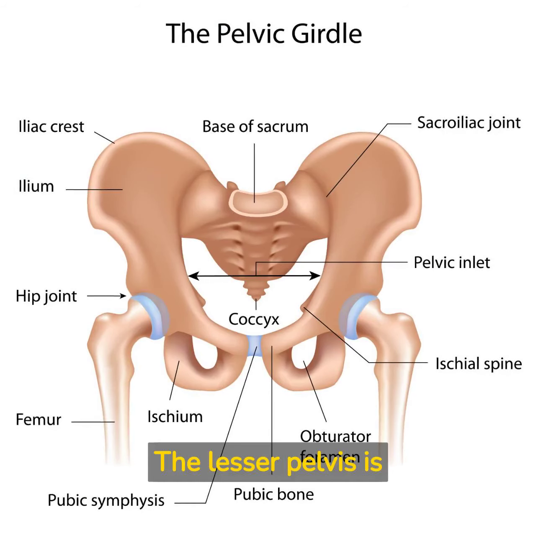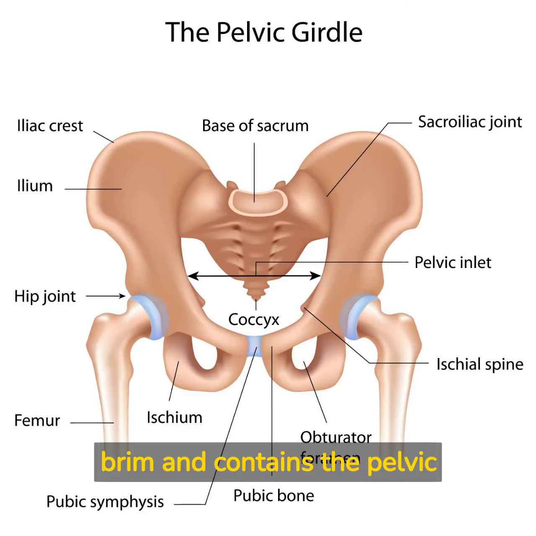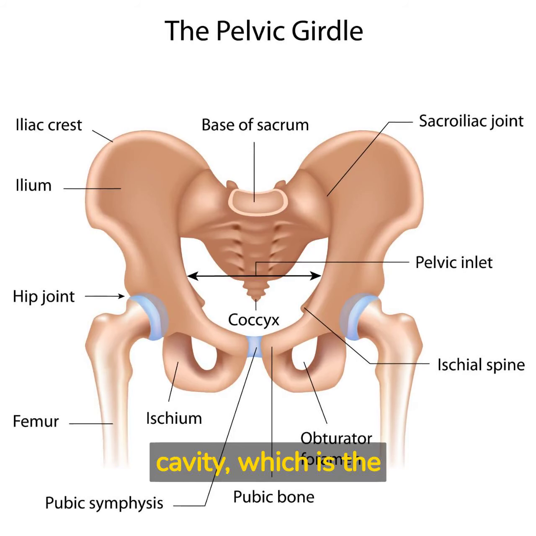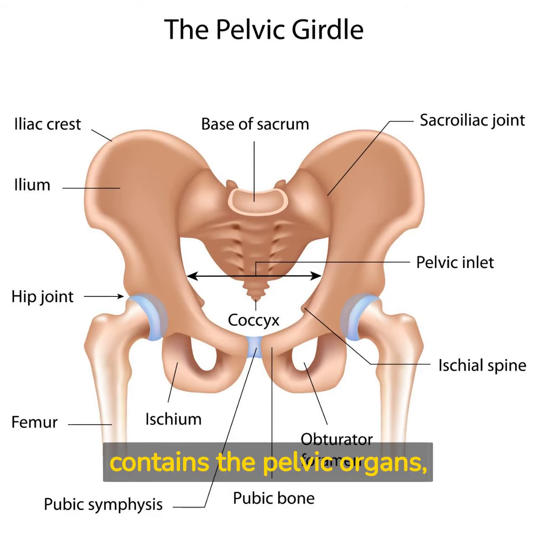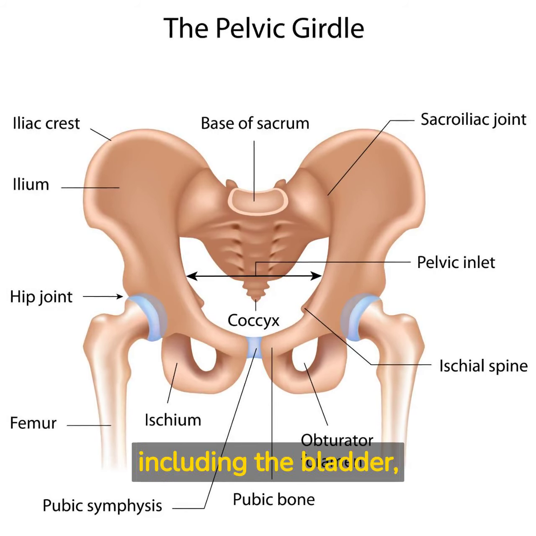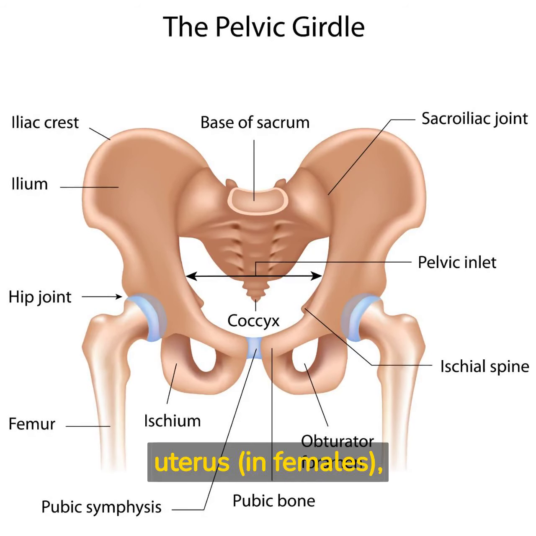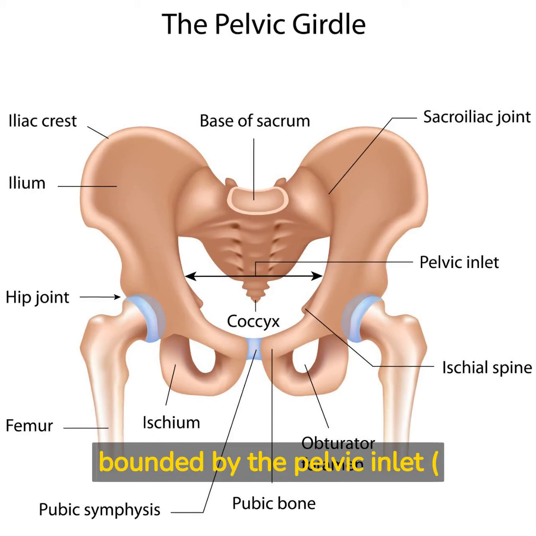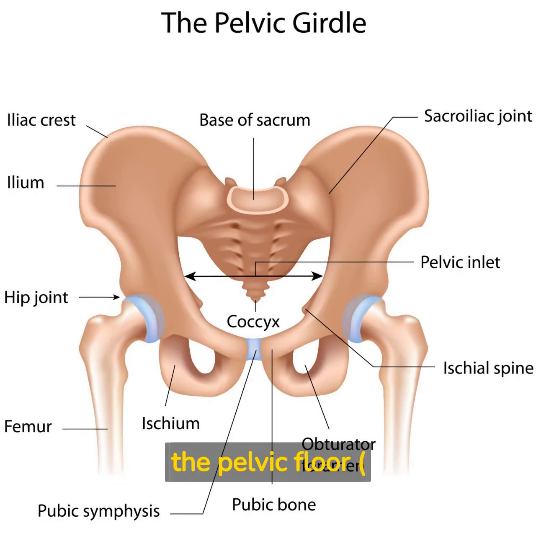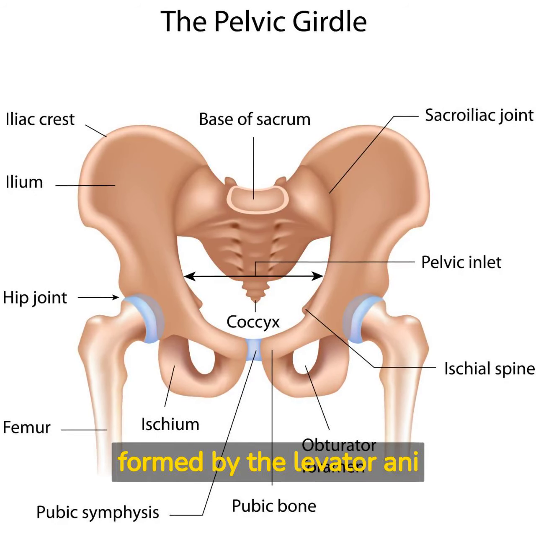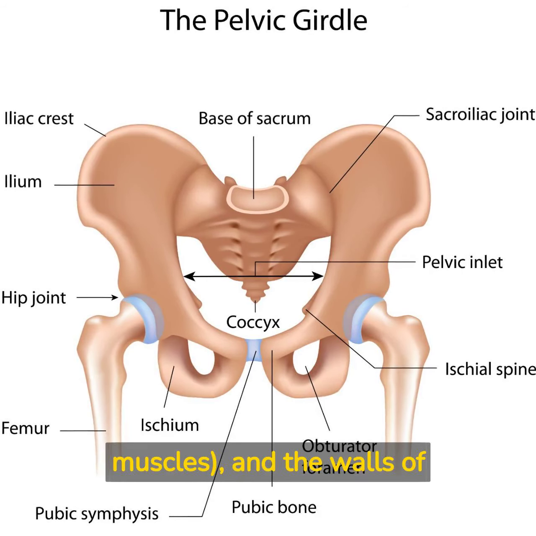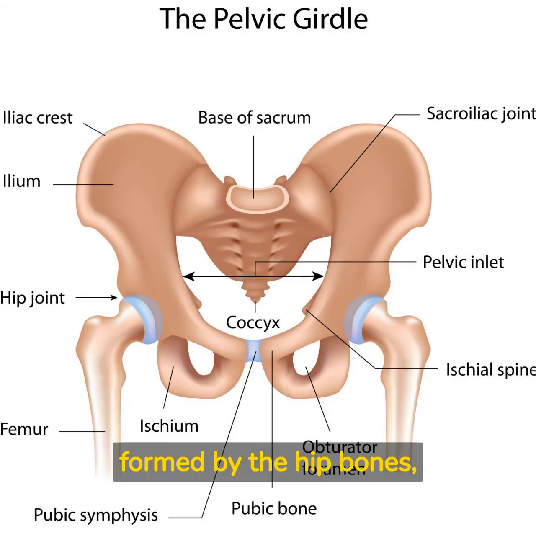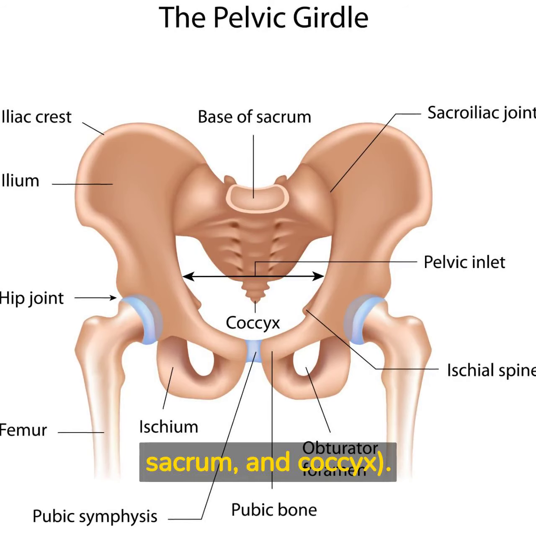The lesser pelvis is located below the pelvic brim and contains the pelvic cavity, which is the space within the pelvis that contains the pelvic organs, including the bladder, uterus in females, and rectum. The lesser pelvis is bounded by the pelvic inlet, formed by the pelvic brim, the pelvic floor, formed by the levator ani muscles, and the walls of the true pelvis, formed by the hip bones, sacrum, and coccyx.